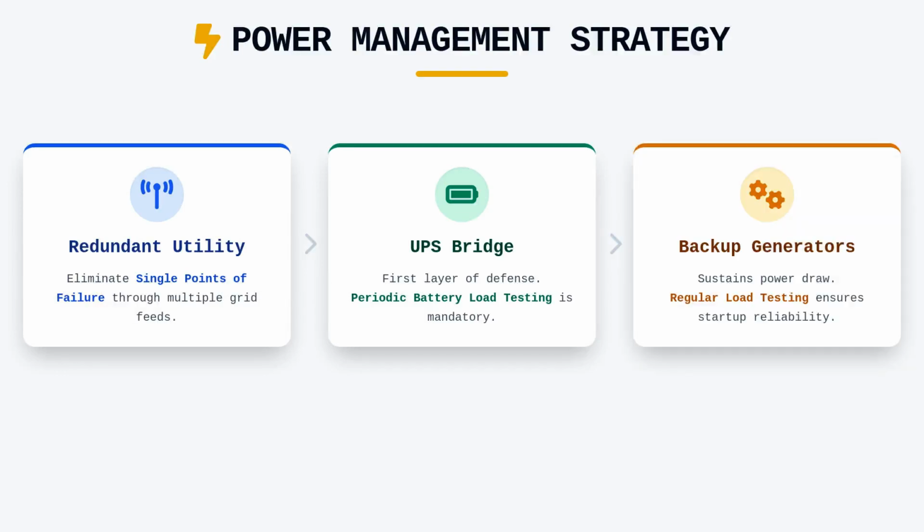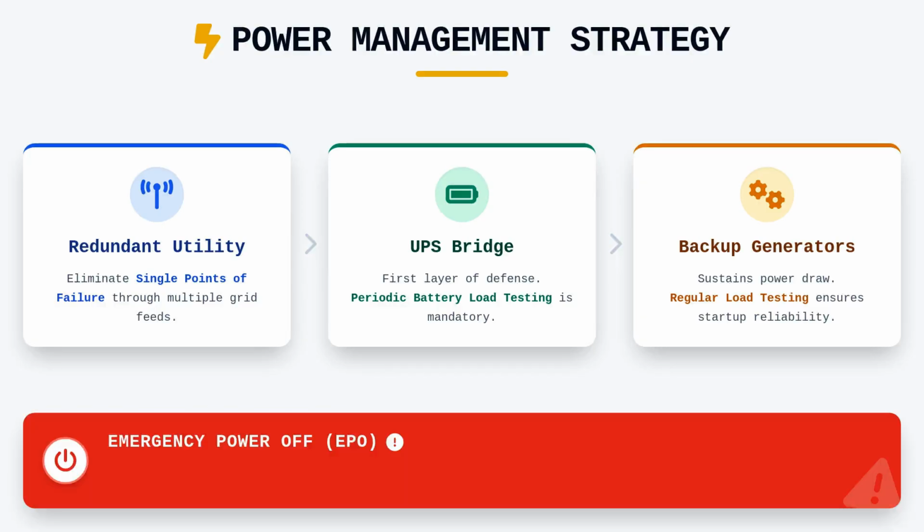Maintenance of these units must be rigorous, involving periodic battery load testing to ensure capacity has not degraded beyond usable limits. Generators must also undergo regular testing under load to confirm that they will indeed start and sustain the required power draw when the primary utility feed oscillates or fails completely.